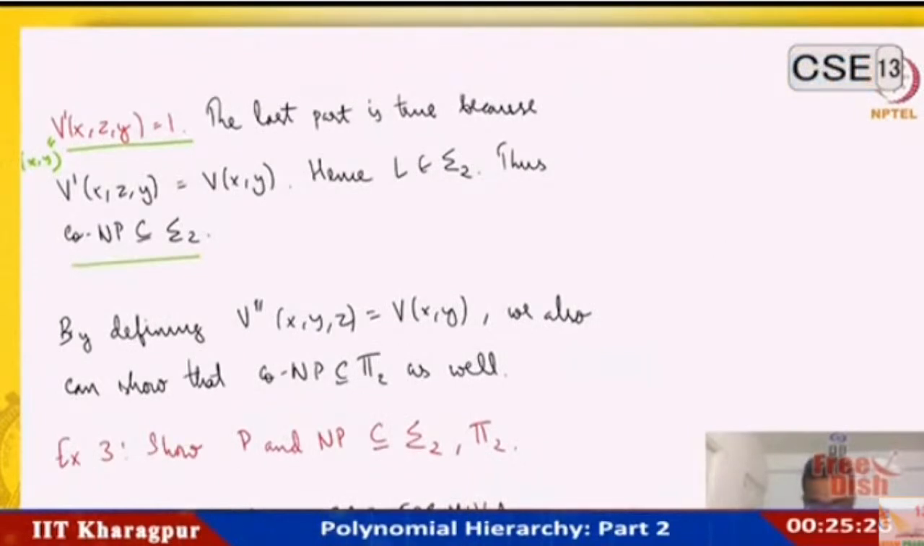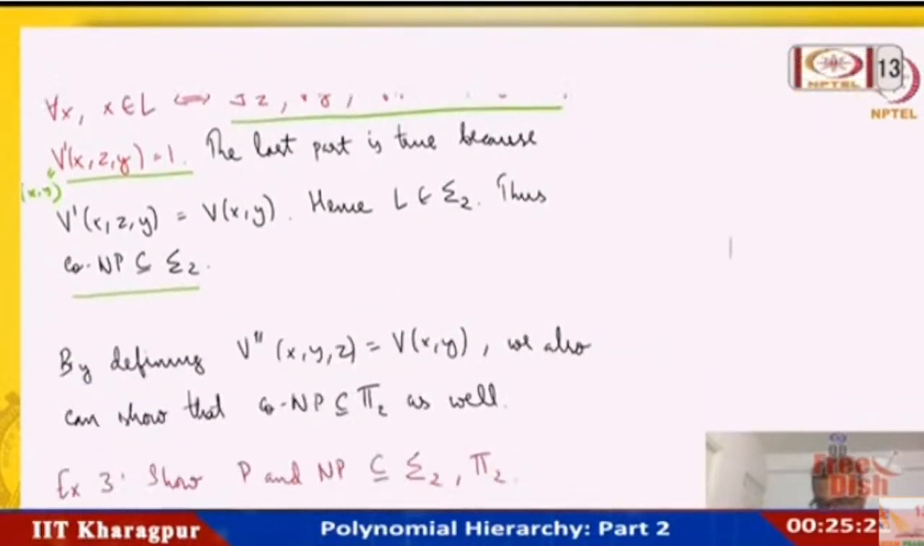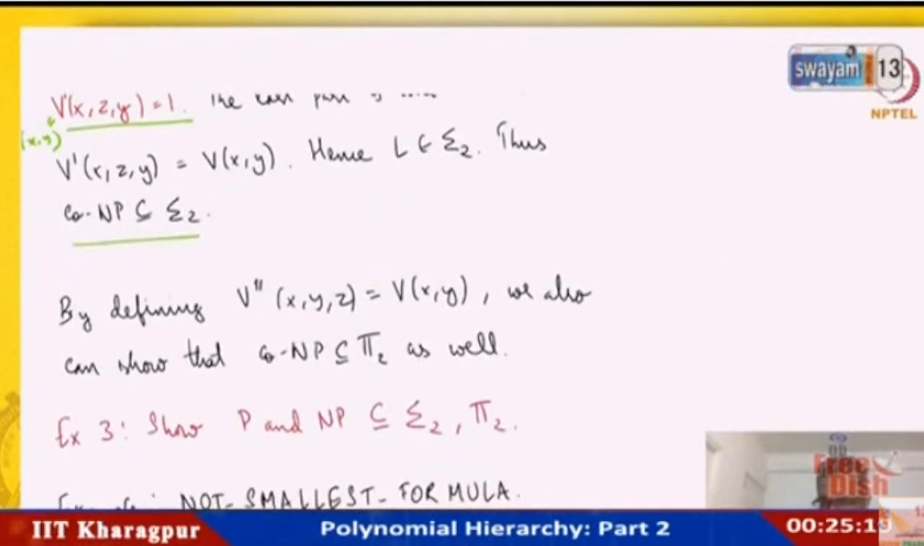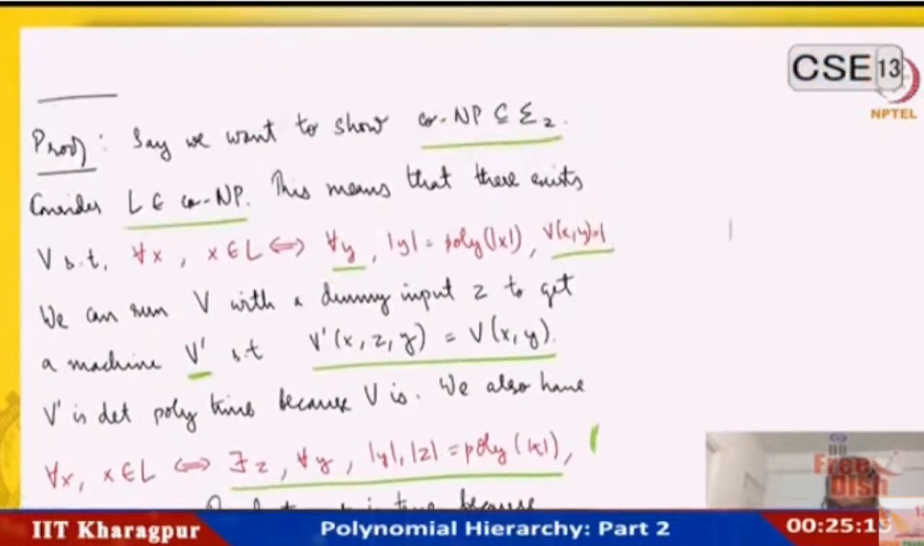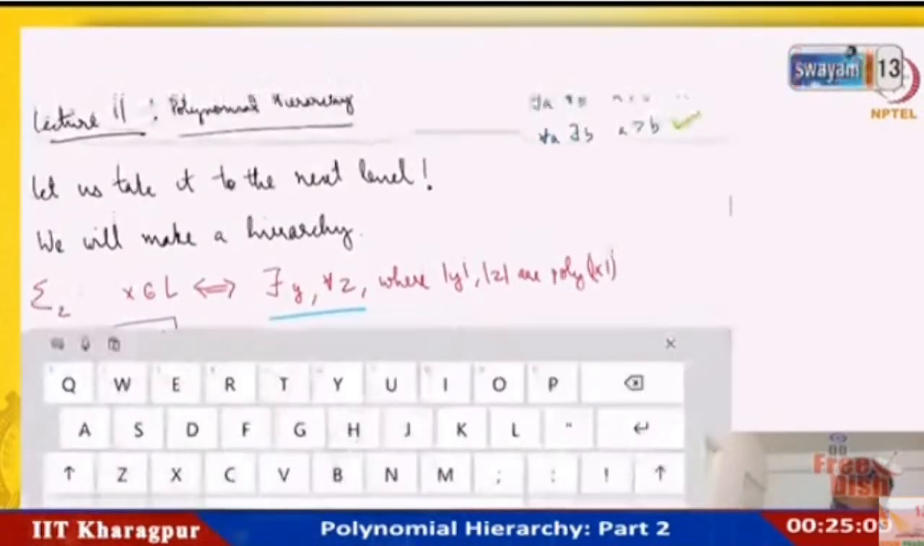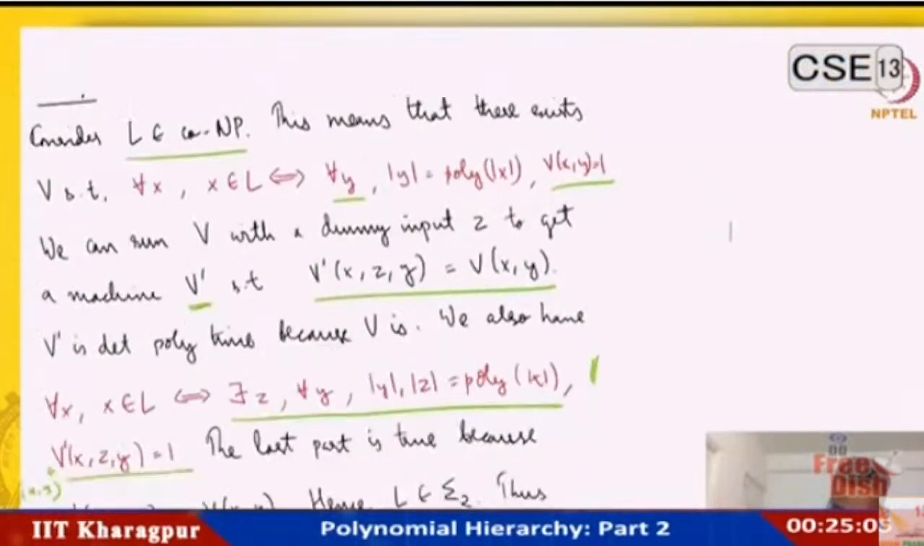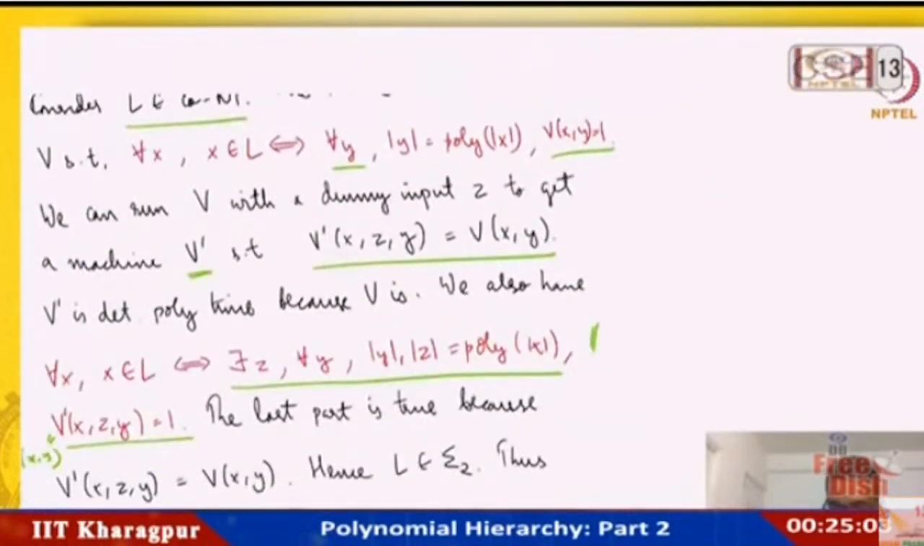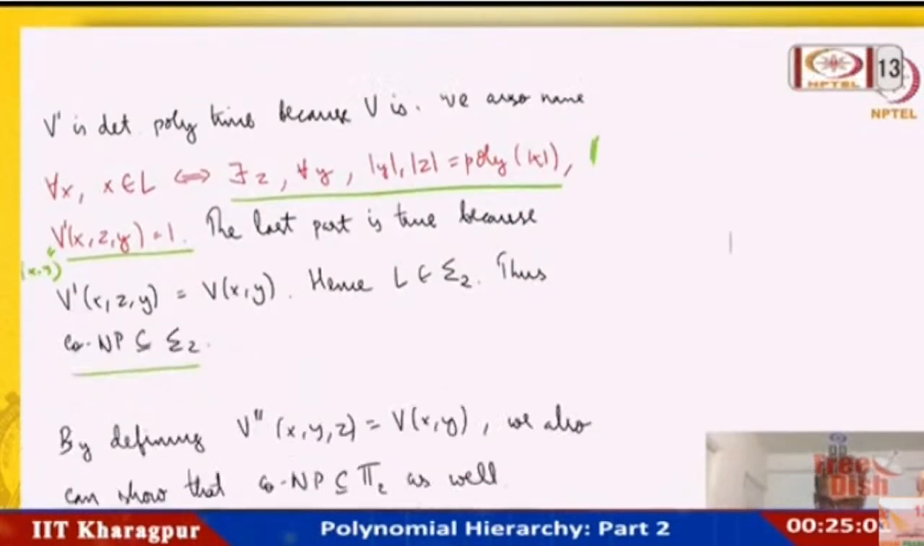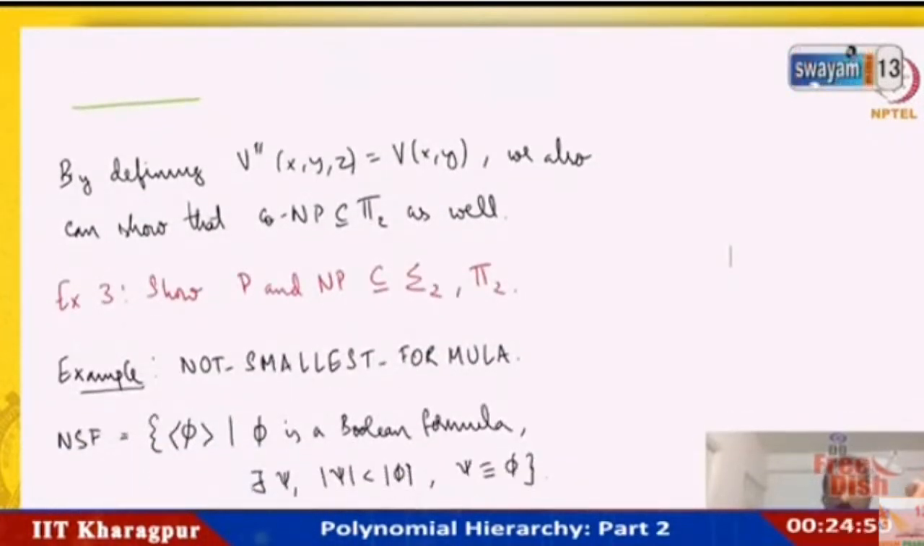Similarly, we can show coNP is in pi 2 by adding another dummy variable. This is very similar, so I'm not going to get into it. In pi 2, we will need to add the dummy variable after the for all, because pi 2 means for all followed by there exists. So the dummy variable Z should be added after the for all, but the rest is very similar.